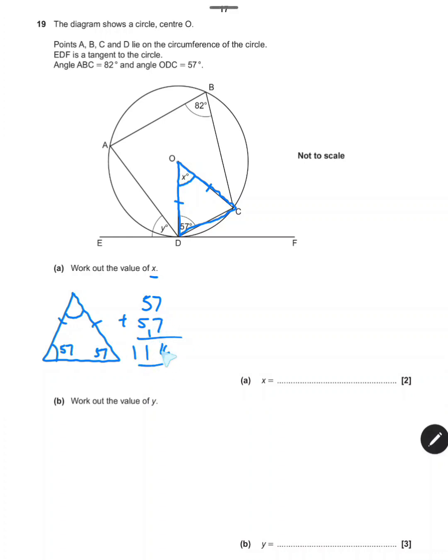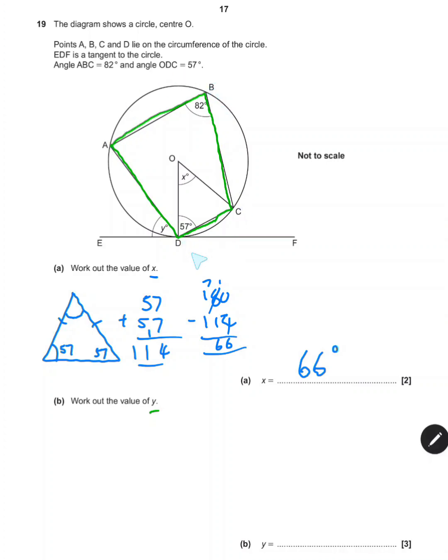Well, 57 and 57 is 114. I just need to do 180 take 114. Borrow from there. 10 take 4 is 6. 7 take 1 is 6. And 1 take 1 is 0. X is 66 degrees. Just going to clear my diagram. Because now it says work out the value of y. Well, if we look at this shape, we've got a 4-sided shape with all of its corners on the circumference of the circle.